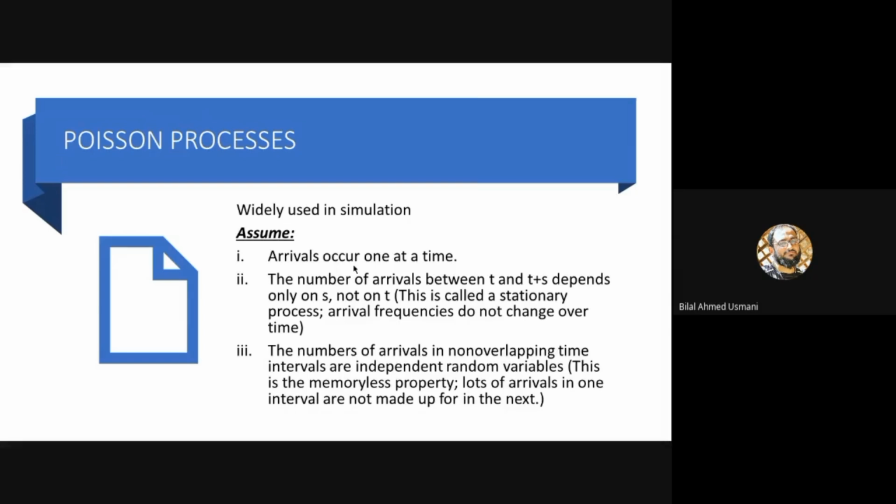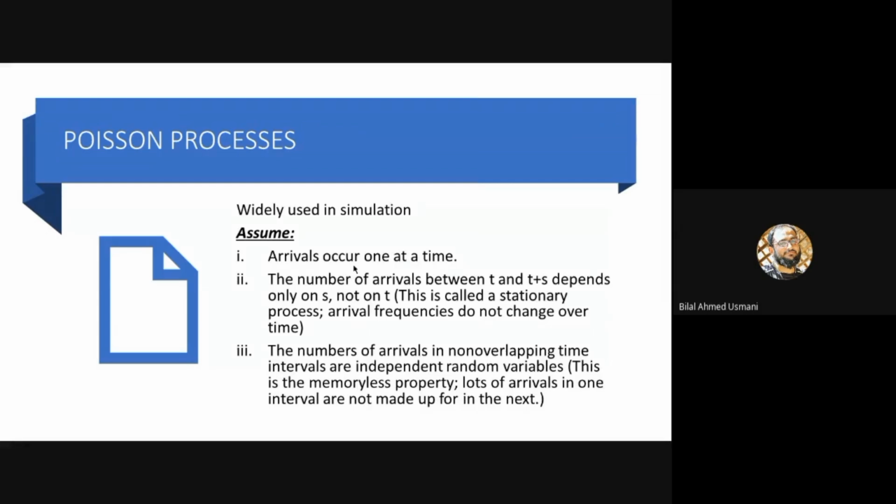The number of arrivals between t and t plus s depends only on s, not on t. So what is t? s is the inter-arrival time. So the next arrival depends upon the inter-arrival time. The arrival frequency does not change over time. The numbers of arrivals in non-overlapping time intervals are independent random variables. So if a cluster of 5 people arrives, that doesn't mean that the next group would be of 6 people or 4 people. There can be any number of people in the next group. So they are independent random variables.